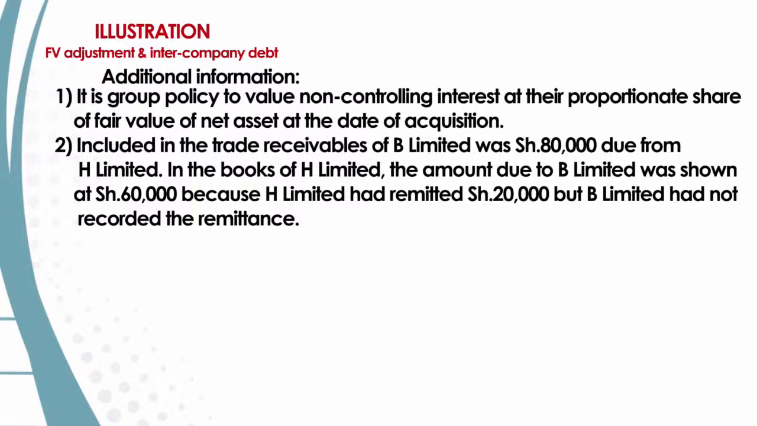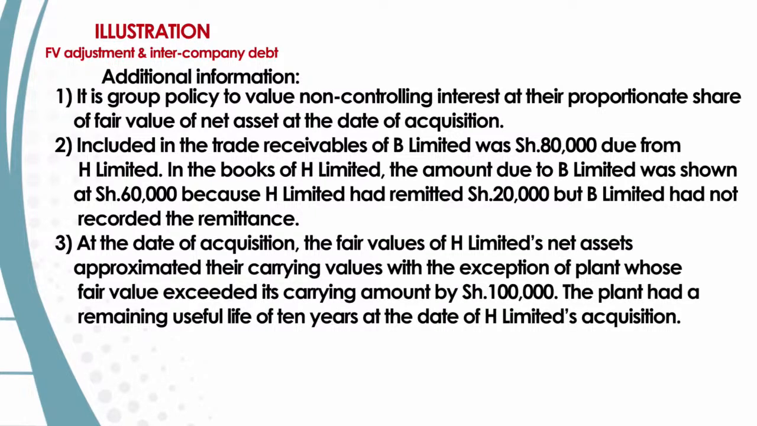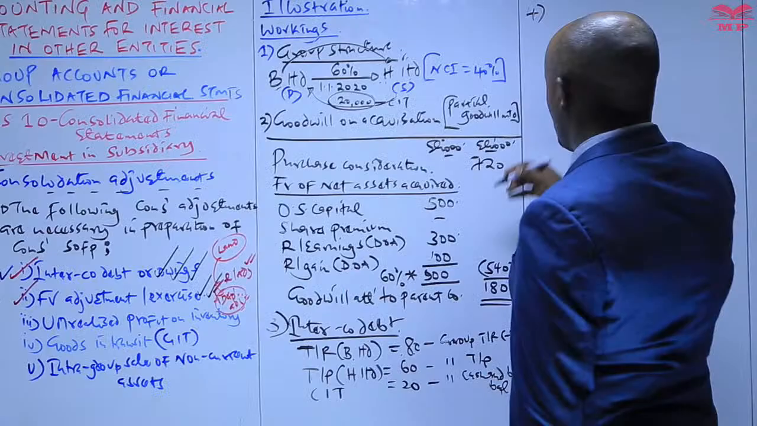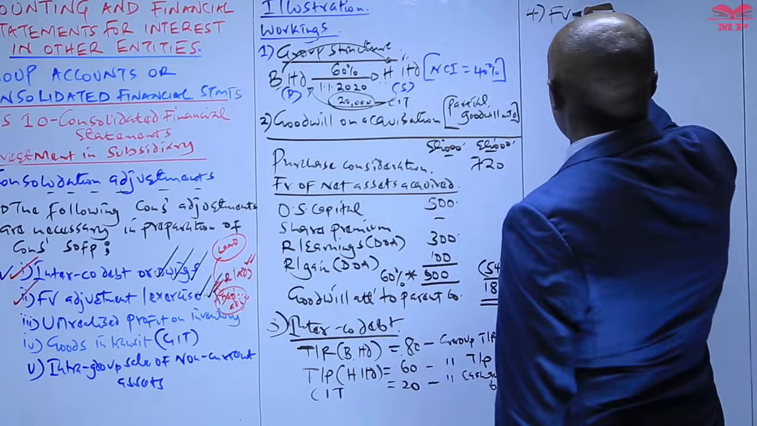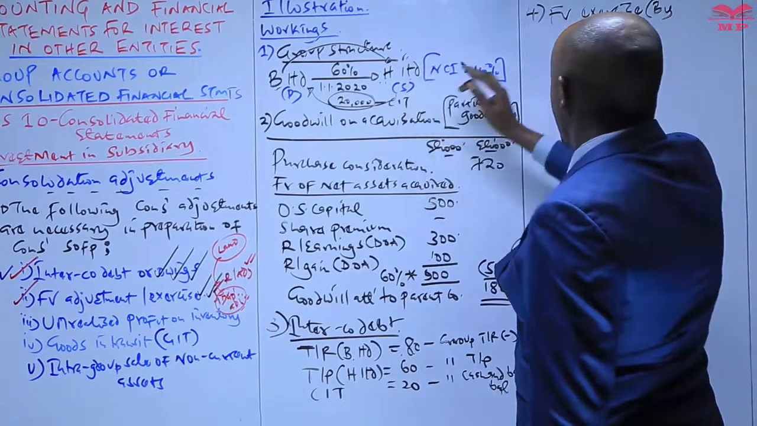In point number 3, we are told at the date of acquisition, the fair value of H Limited, a subsidiary, net assets approximated their carrying value, and you're told the fair value of that item of plant was more than carrying amount by 100 million, which automatically you have said is a revaluation gain which was not accounted for. And then you're told the plant had a remaining useful life of 10 years at the date of acquisition. So number 1, we refer to that as a fair value exercise by our subsidiary, which is H Limited.